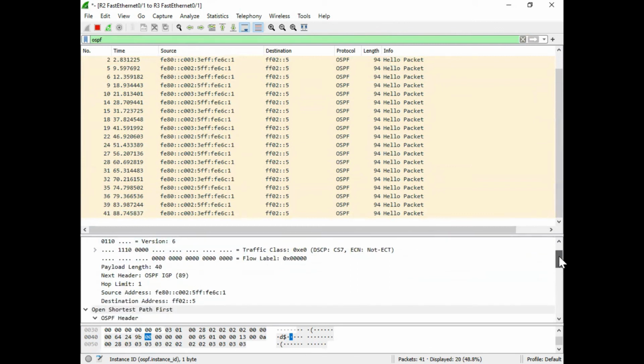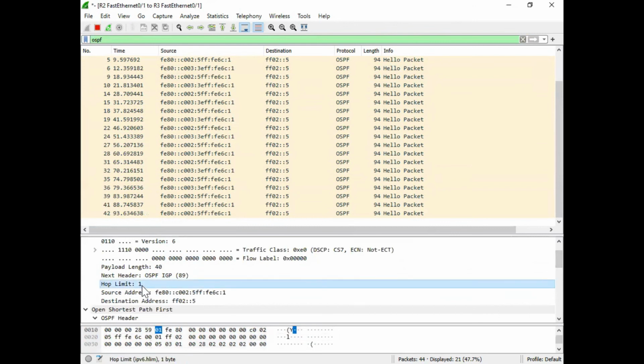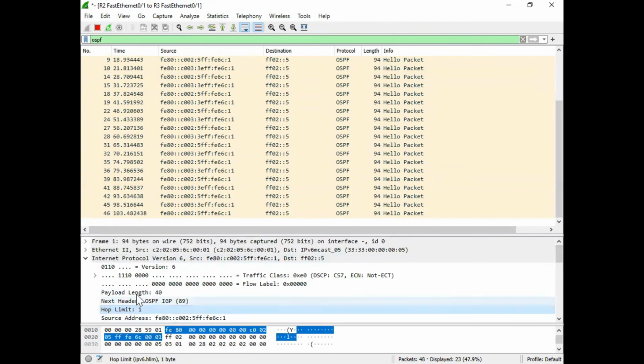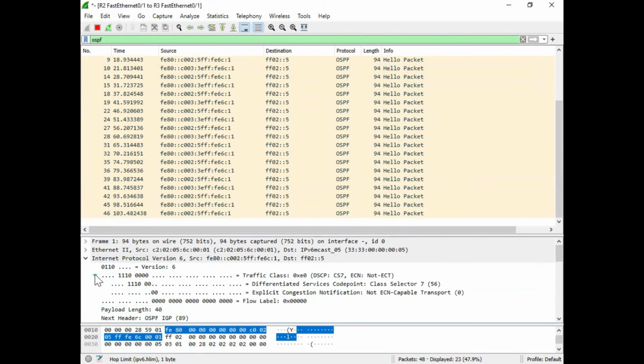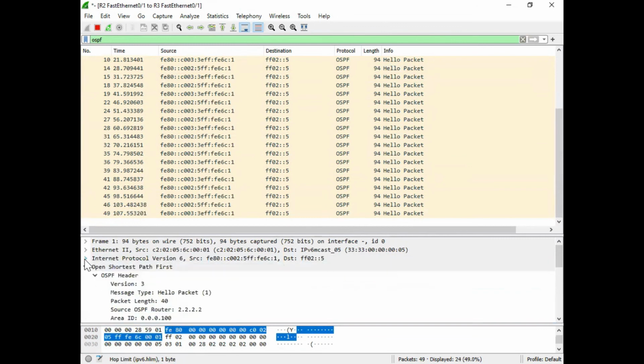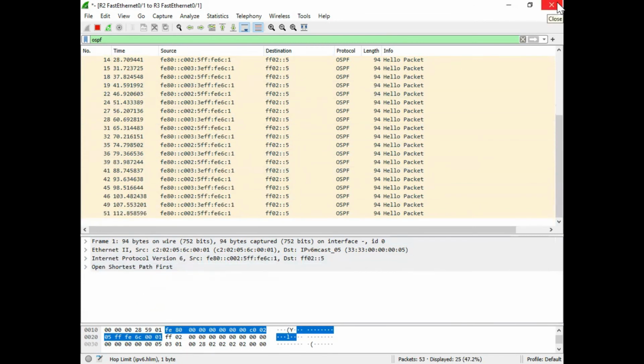FF02. You check hop limit 1, like your TTL. Everything is the same. Just you need to change this kind of IP addressing. Rest of the things are the same.